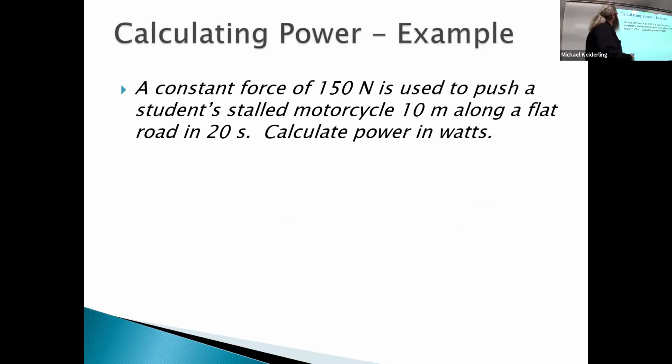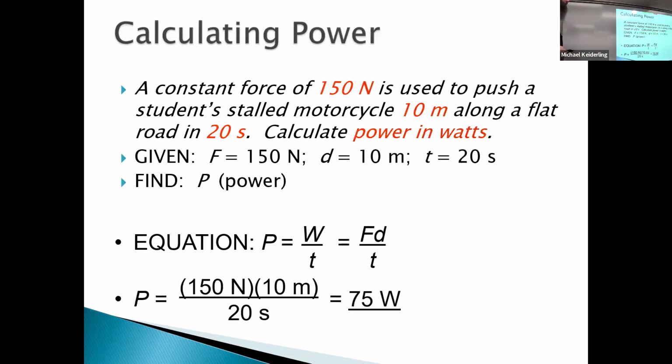So if you use a constant force of 150 newtons to push a student's stalled motorcycle a distance of 10 meters along a flat road in a time of 20 seconds, we want to calculate power. So this is going to be force times distance over time. Force is 150 newtons, distance is 10 meters, time is 20 seconds. The power is work over time, or force times distance over time. 150 newtons times 10 meters over 20 seconds, 75 watts.